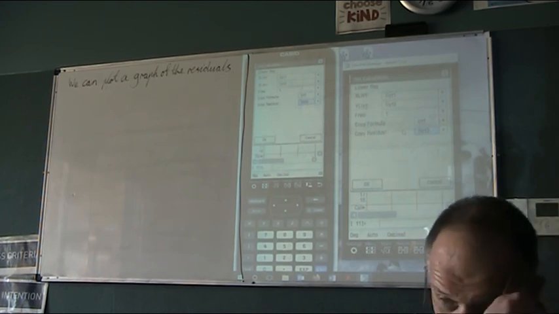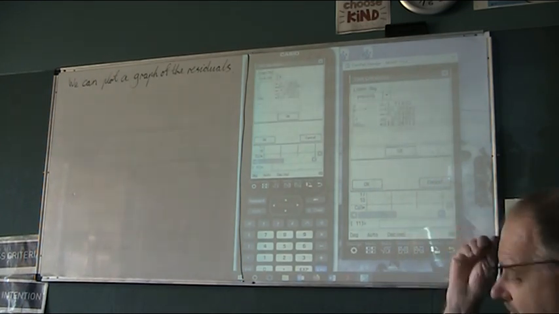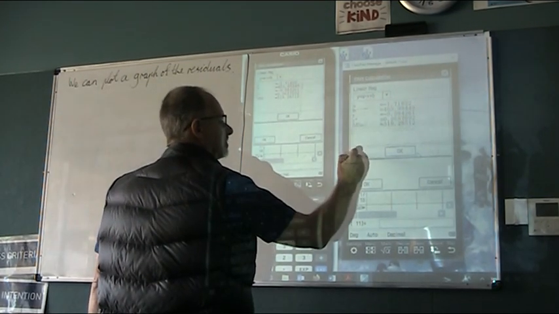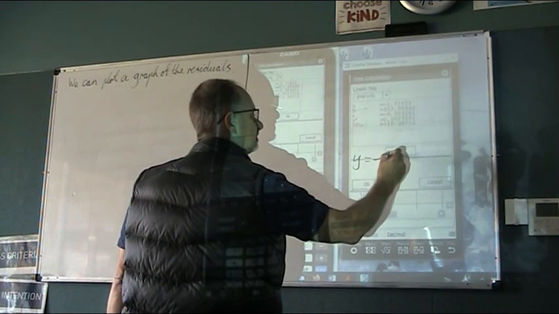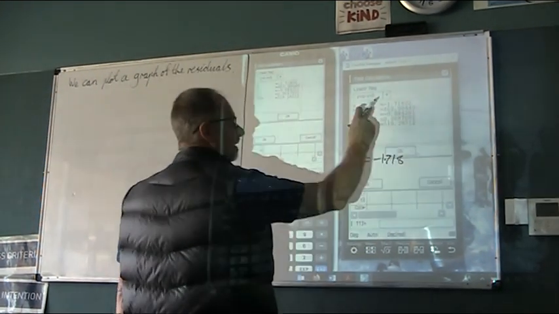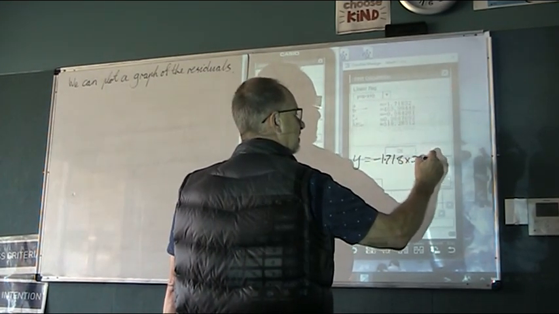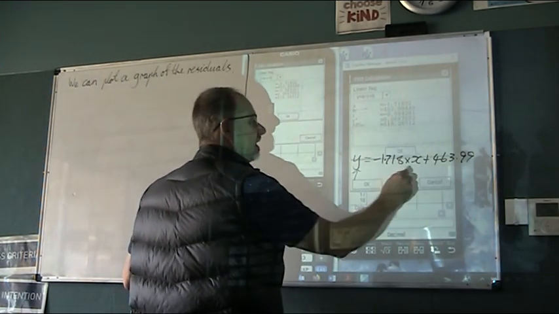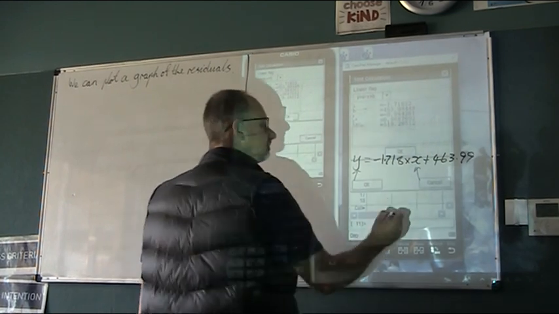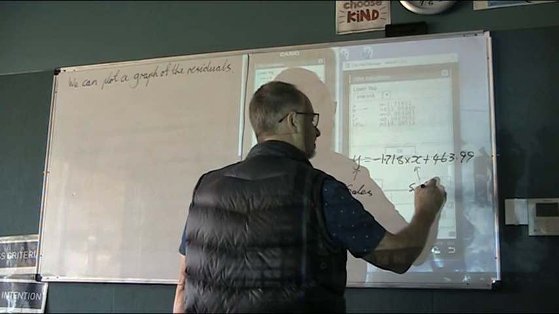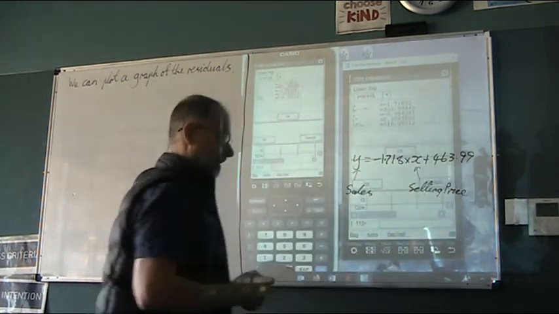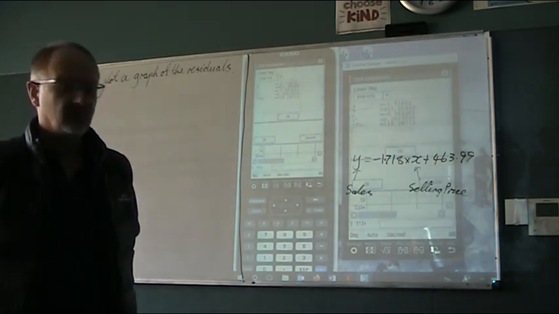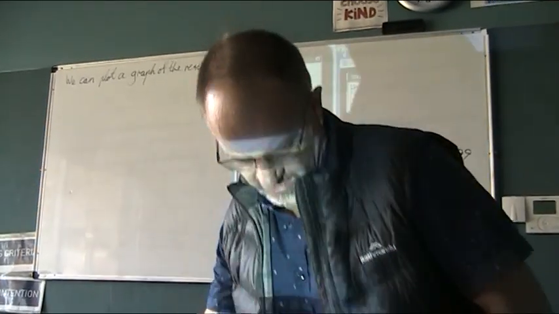As before, when we click OK, it comes up with all that information about the line. The line is y equals negative 1.71 times x plus 463.99. And don't forget, we need to put these in terms of our sales and selling price. When we write that down, we need to make sure we've got it in terms of the variables we've been given in our question.